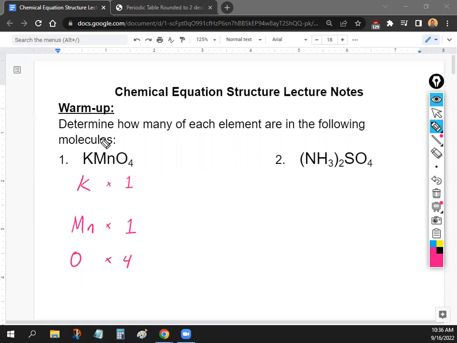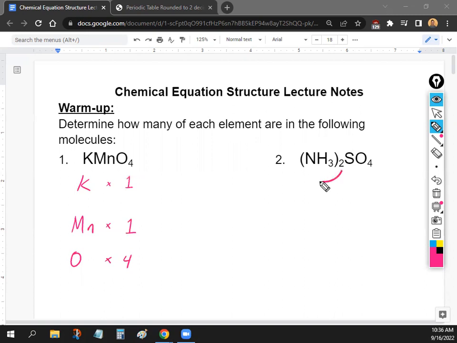All right, so again, just count the small number behind it, and then after that, if there's no number, it's 1. Okay, let's go on to the stuff with parentheses now. If there are parentheses, you just need to multiply everything on the inside by the number on the outside.